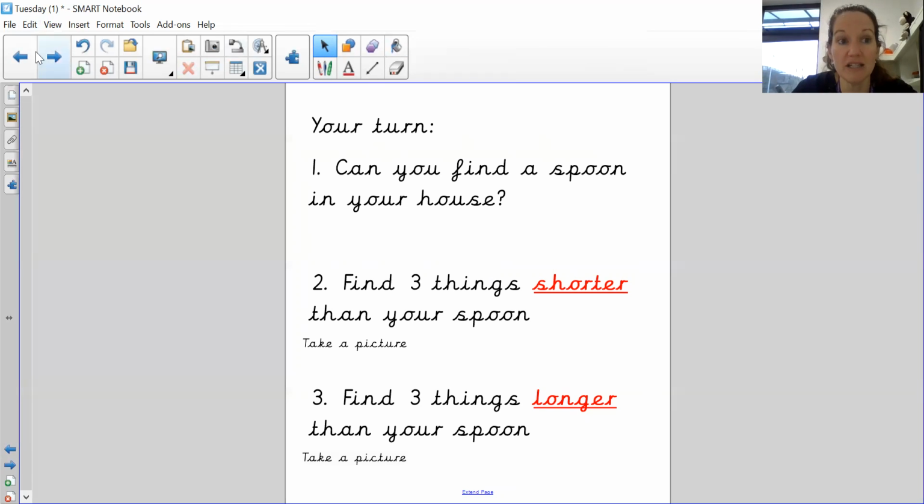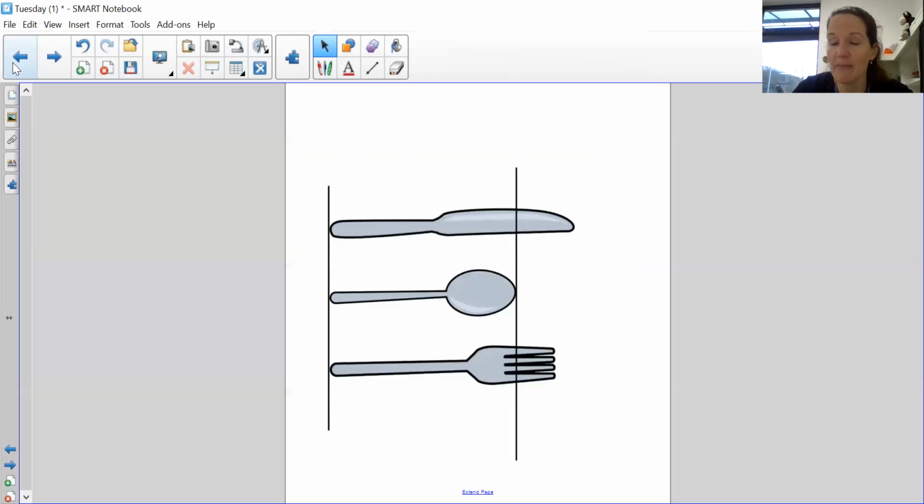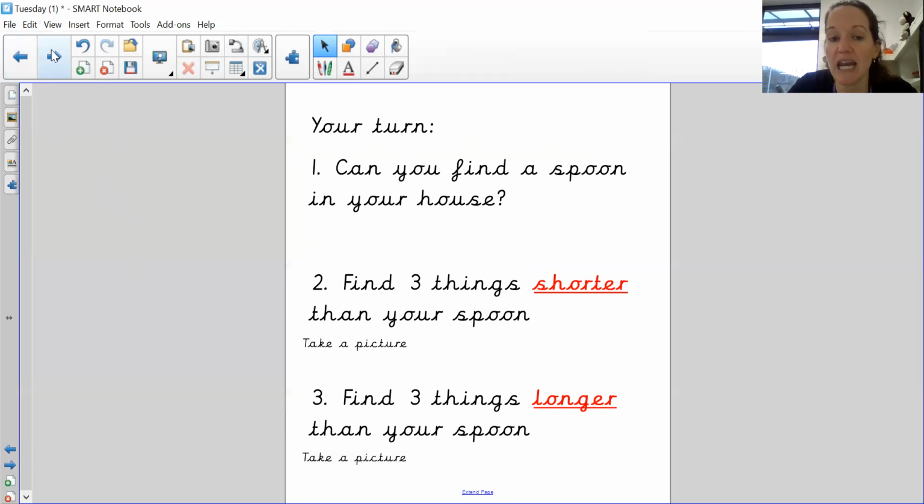No. What you need to do is line them up like in this picture. So you take your spoon, you line it up, and you pick the other objects that you have found and line them next to it. And what you could do is then put them in order to show that the spoon is the shortest or the spoon is the longest. So you need to find 3 things that are shorter than your spoon and 3 things that are longer than your spoon, okay? So that's your activity for today.